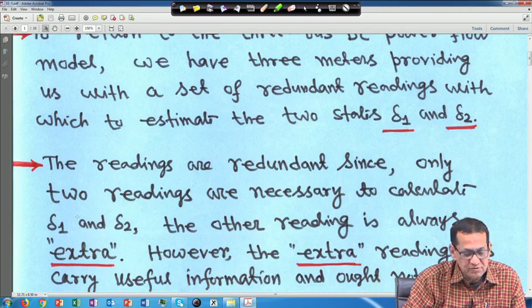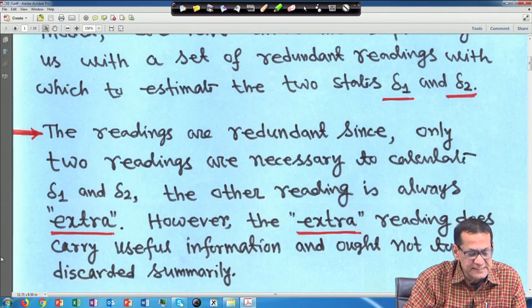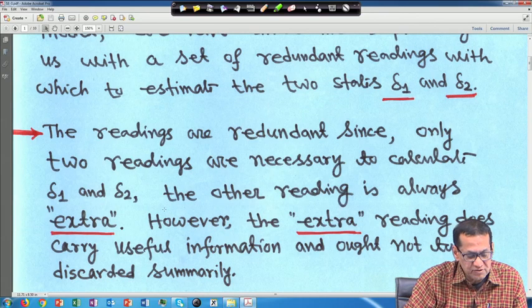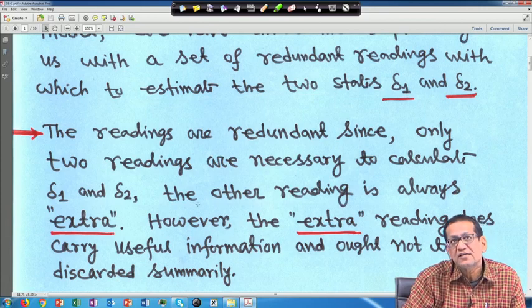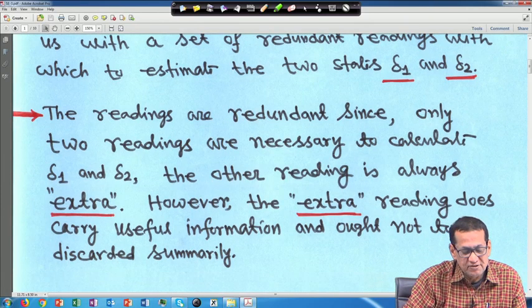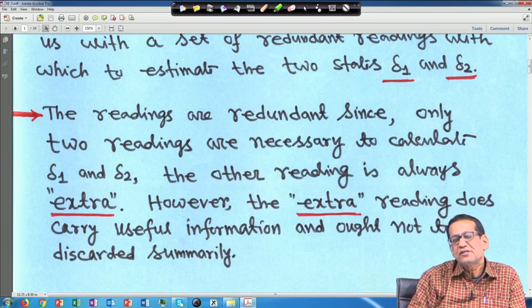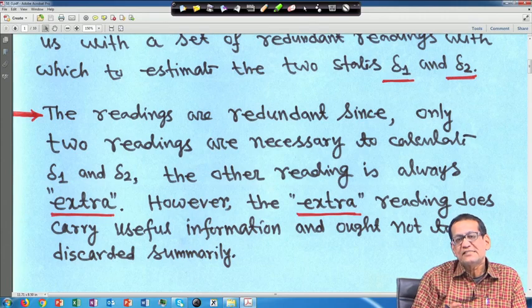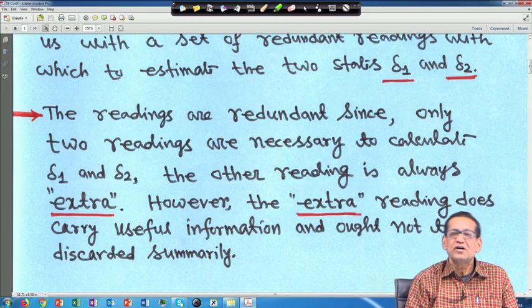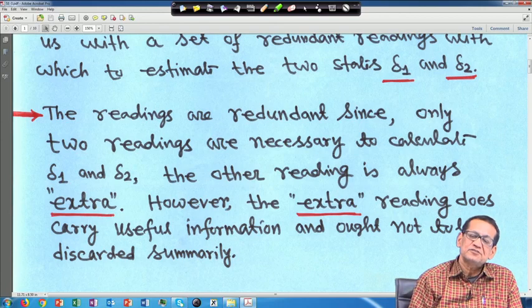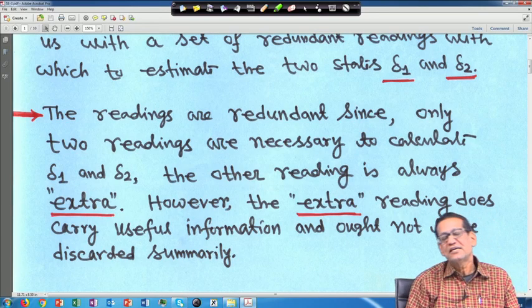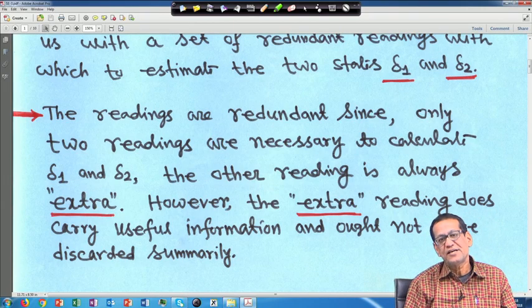The other reading is always extra, as we have seen. However, the extra readings do carry useful information and ought not to be discarded summarily. So, we cannot just discard this reading. We have to find some technique such that we consider all of them. In this case, the number of state variables is 2, but the number of measurements is 3, because we have 3 readings. So, the number of measurements is greater than the number of state variables, right.